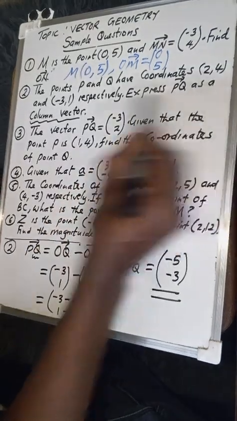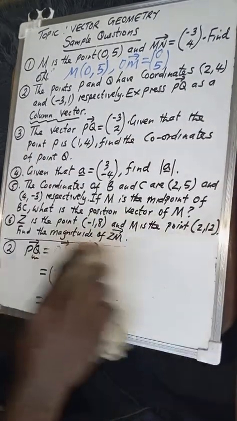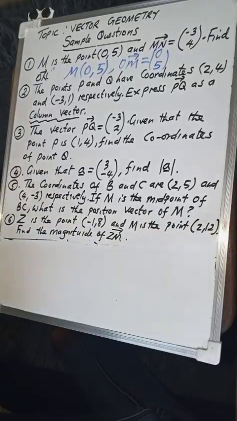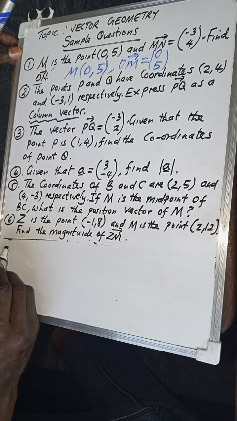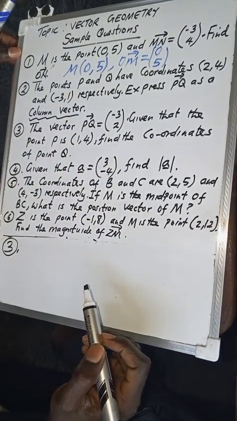No wonder it says express PQ as a column vector. So in paper 1, you don't even need to struggle. This is going to be very simple if you look at it and practice through. The key is you practicing through the questions. Let's look at question number 3.